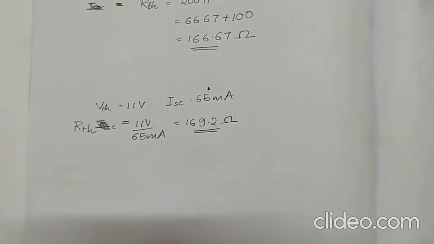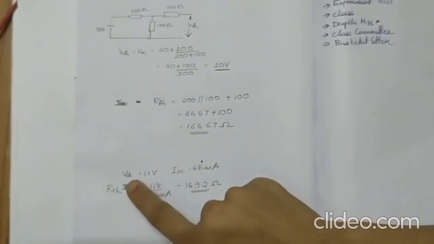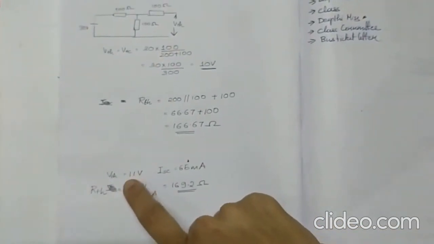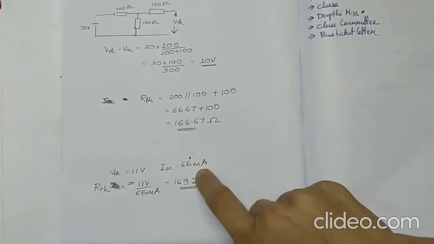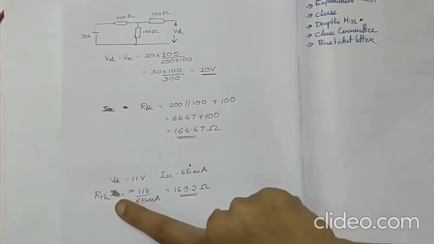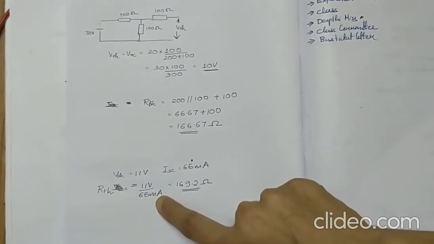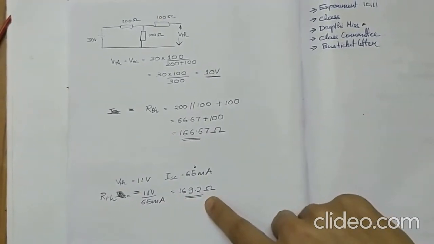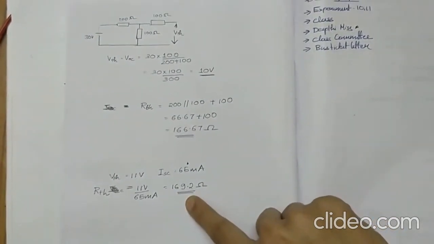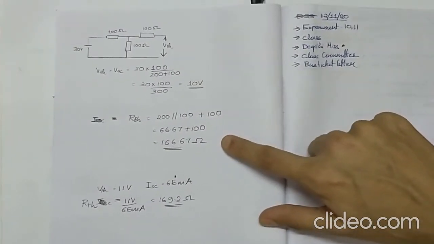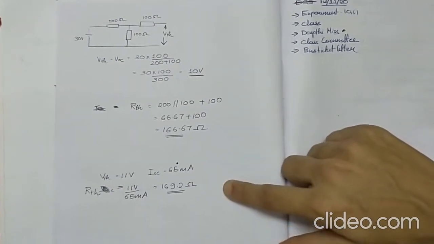Now we will compare the theoretical value with that of the practical value. This is the Thevenin voltage which we obtained practically, that is 11 volt, and this is the short circuit current which we obtained practically. The Thevenin resistance is the open circuit voltage, that is the Thevenin voltage, divided by the short circuit current. So the Thevenin resistance which we obtained during the experiment is 169.2, and the Thevenin resistance which we obtained theoretically is 166.67. So these are almost close to each other.